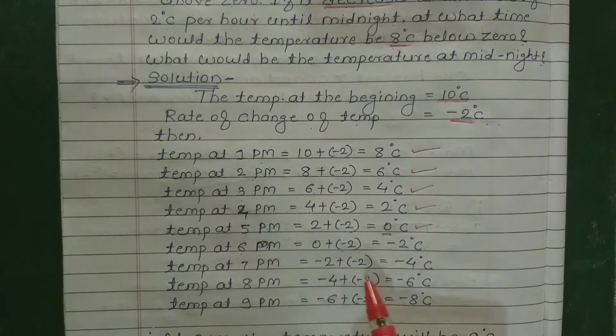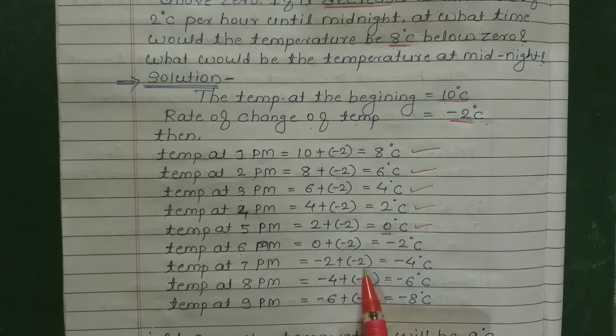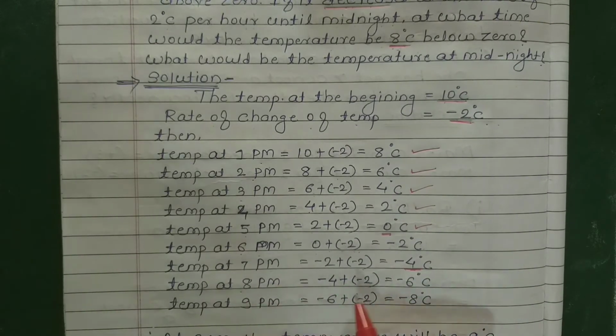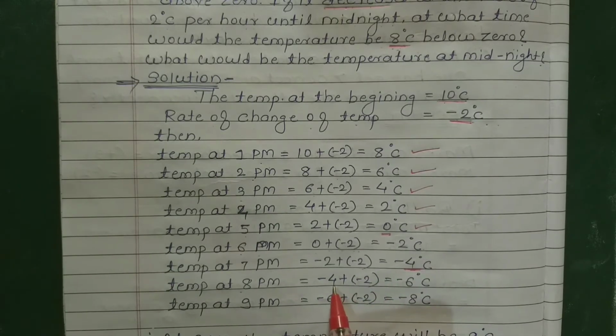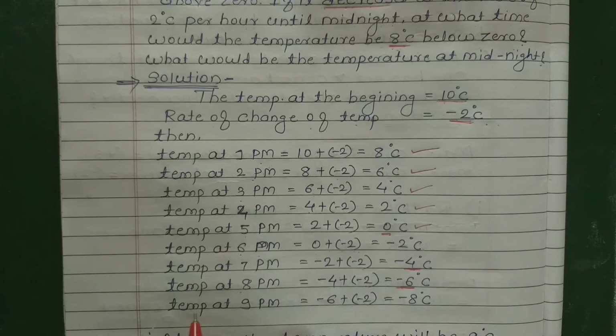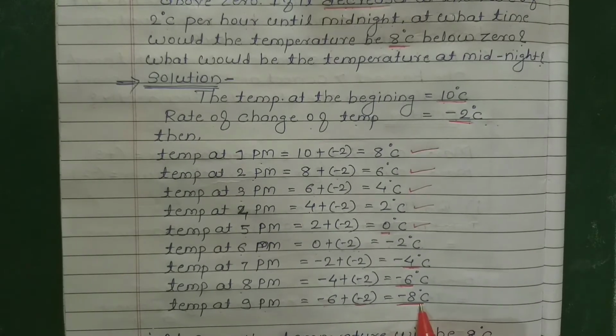Temperature at 7 p.m. is negative 2 plus negative 2. That means negative 4 degrees Celsius. At 8 p.m. it will again decrease by 2 degrees Celsius, so negative 4 plus negative 2. It will be negative 6 degrees Celsius. Temperature at 9 p.m. will be negative 6 plus negative 2. That means negative 8 degrees Celsius.